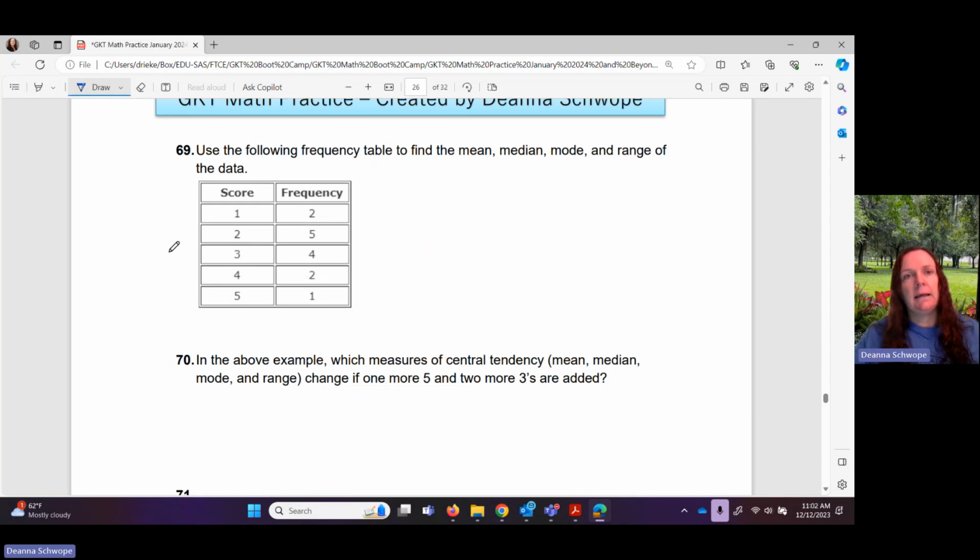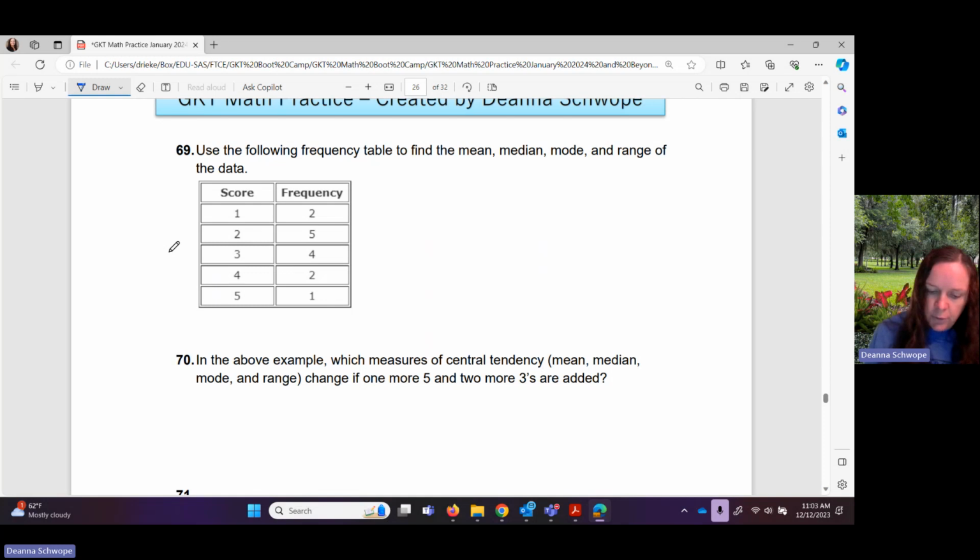All right, 69. Use the following frequency table to find the mean, median, mode, and range of the data. So we're going to do some calculations here. So I'm going to pull out my calculator. I made this problem so you could understand a frequency table and how to use it to calculate these things and how to read it. So basically, if you're looking at the frequency table, you've got scores from 1 to 5. And they're saying a 1 happened twice, a 2 happened 5 times, a 3 happened 4 times, and so forth.